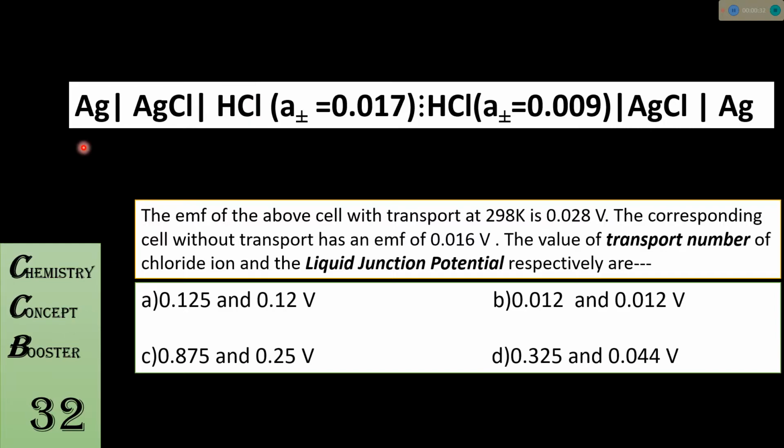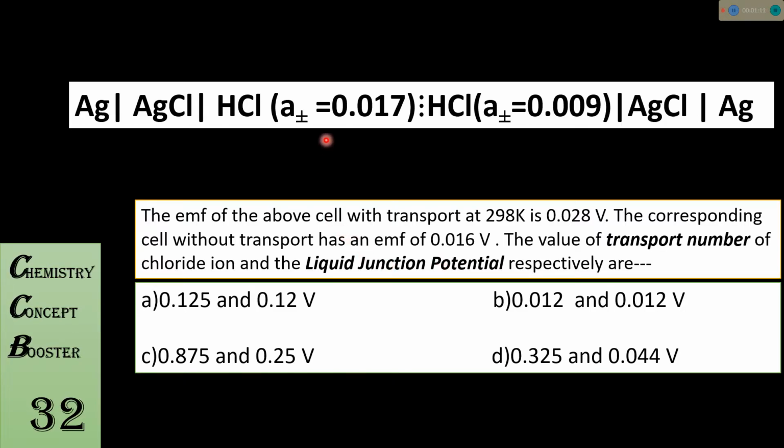An electrochemical cell is given. So the question is, we have to consider the above cell given. The EMF of the above cell with transport at 298 K is this volt. The corresponding cell without transport has an EMF of 0.016 volt. The value of transport number of chloride ion and the liquid junction potential respectively are.